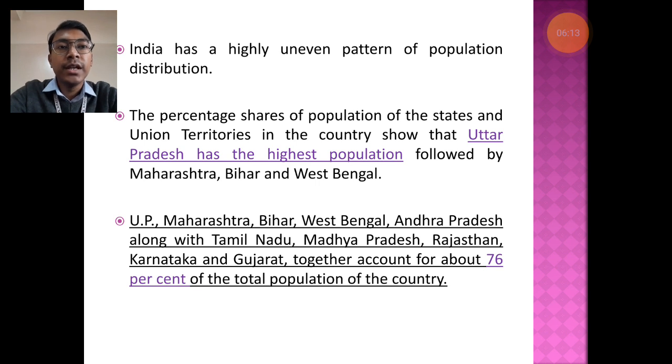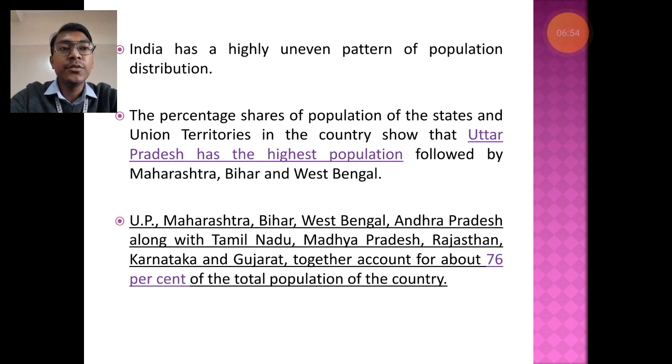See, looking at the percentage share of population of the states and union territories in the country, Uttar Pradesh has the highest population, followed by Maharashtra, Bihar, and West Bengal. This is as per the data provided by the 2011 census. So which state has the highest population? Uttar Pradesh. The second highest, Maharashtra. Third highest, Bihar. And West Bengal has the fourth largest population within our nation.